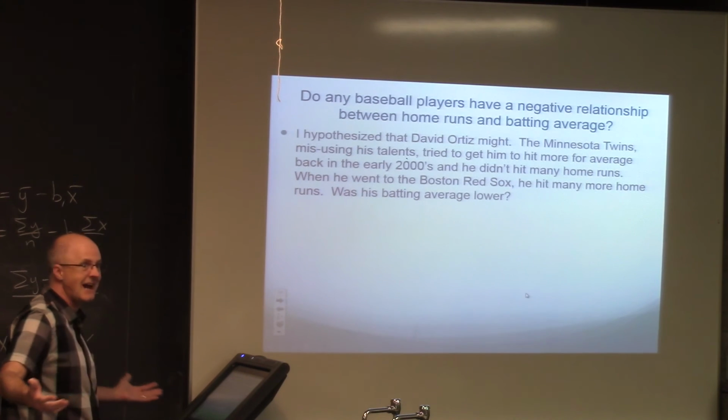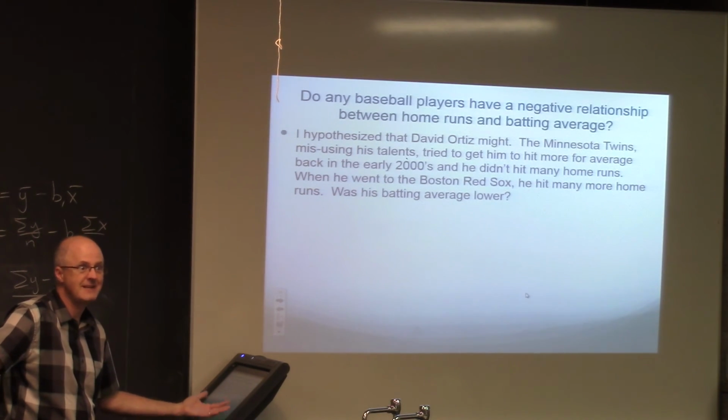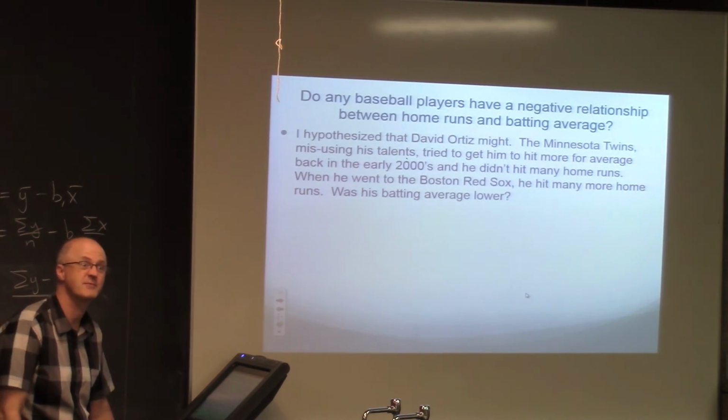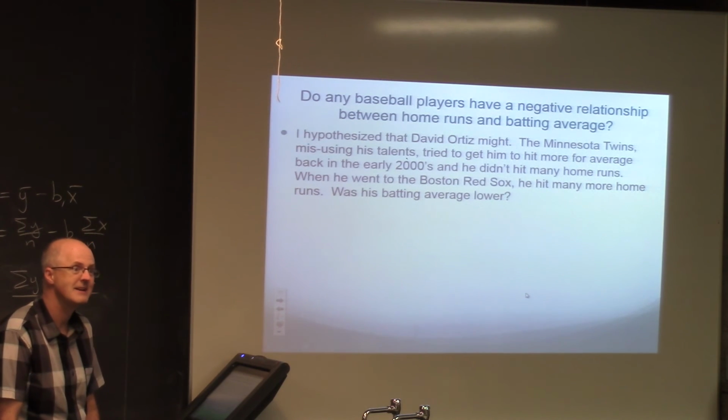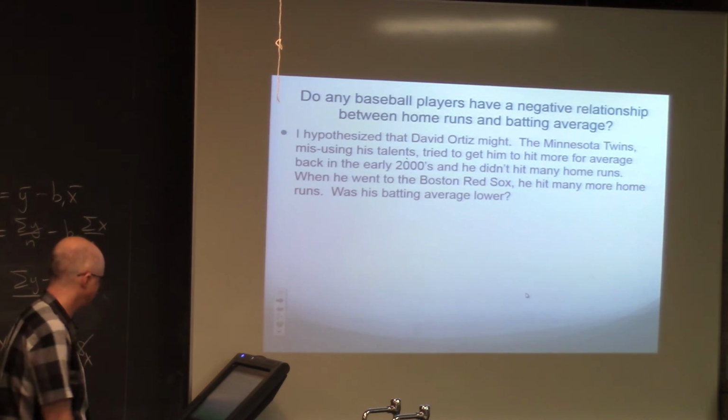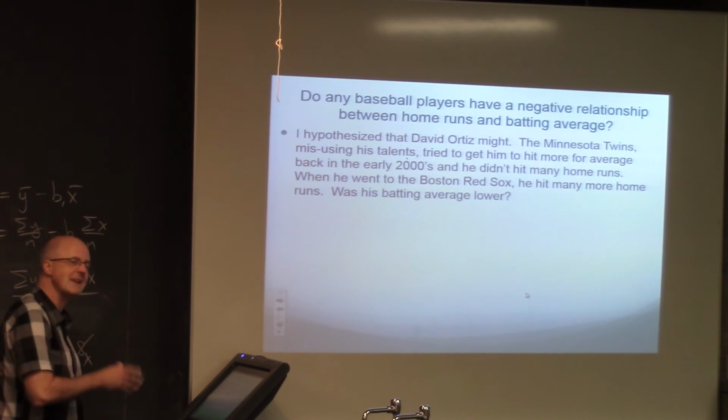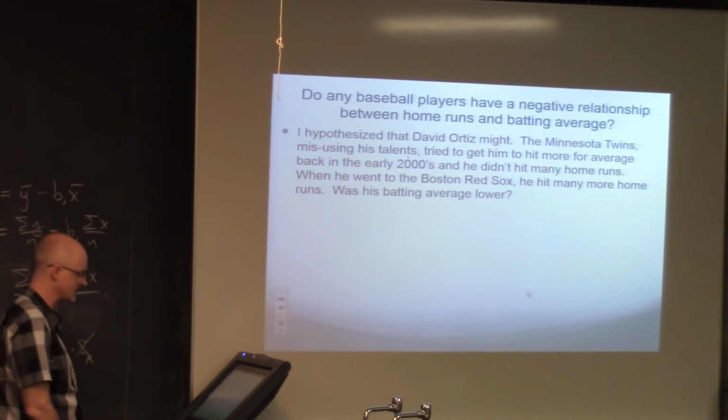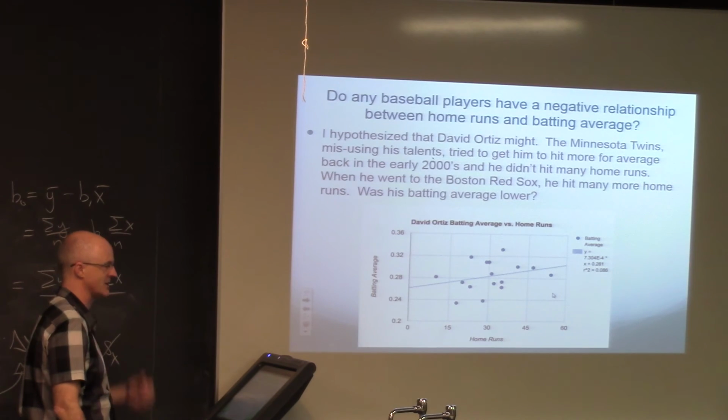But when he went to the Red Sox, he all of a sudden became a big power hitter. He was hitting like 30, 40, and there was one season where he hit over 50 home runs. And so then I thought, okay, did his batting average go down? Well, it was a weaker relationship than Joe Mauer's, but it was still a positive relationship.